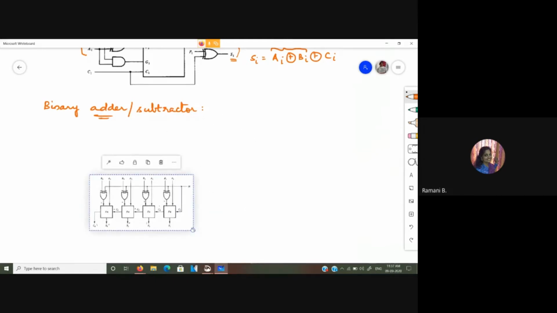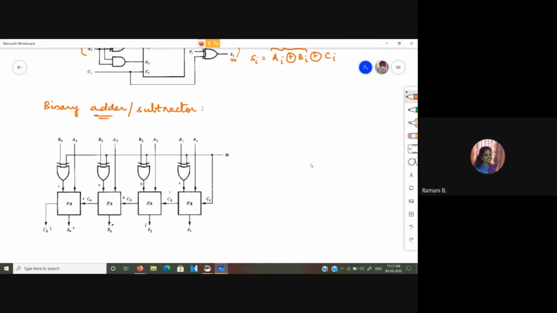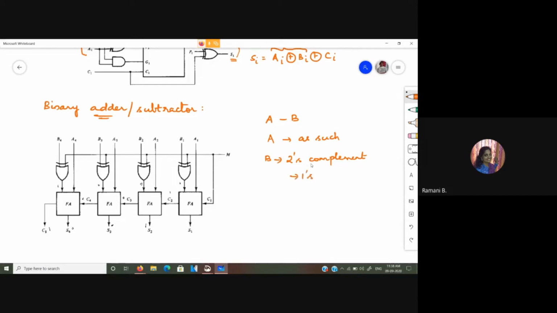adder and subtractor. So the key point you need to remember is, to perform A minus B, what you actually do is, you will be having A as such. For B, you need to take the 2's complement and add it. So this is implemented as taking 1's complement and adding 1 to it.